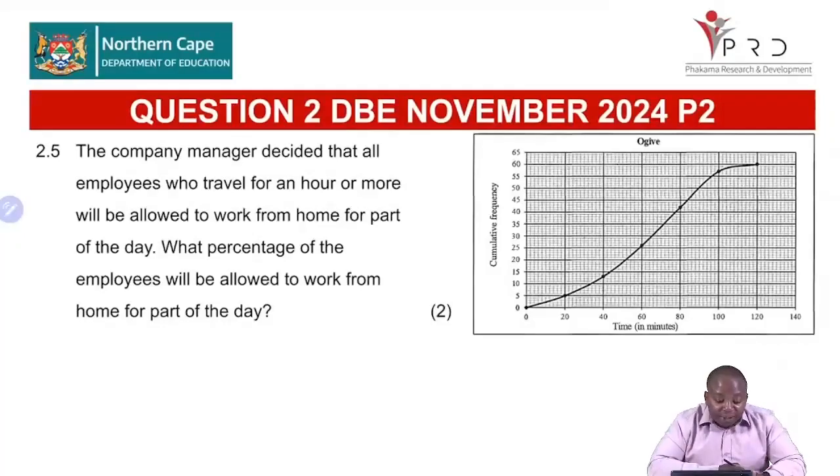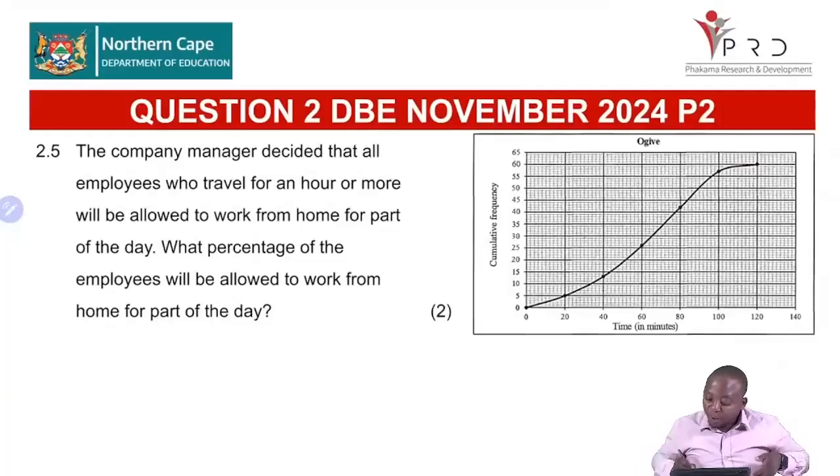Welcome back, grade 12. Let us look at 2.5. 2.5 reads as follows. The company manager decided that all employees who travel for an hour or more will be allowed to work from home for part of the day. What percentage of employees will be able to work from home for part of the day? So we need to find the percentage of those people who are going to work from home.